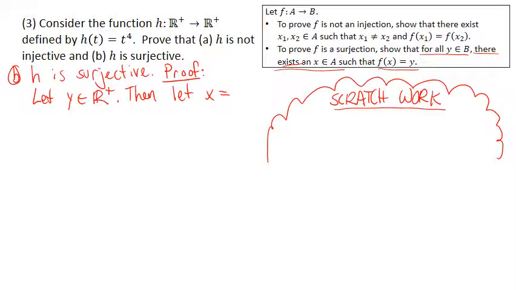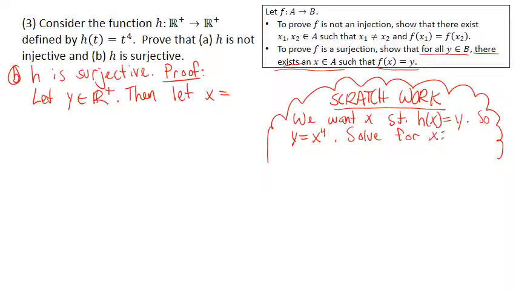So this is some scratch work over here. So we want x such that h of x, and sorry, I'm just using x instead of t, I don't know why, such that h of x will equal y. So what we need then is that y equals x to the 4th. So basically then you just have to solve for what x would be. So I'm just going to solve for x. Okay, so all I have to do is just take the 4th root of both sides.